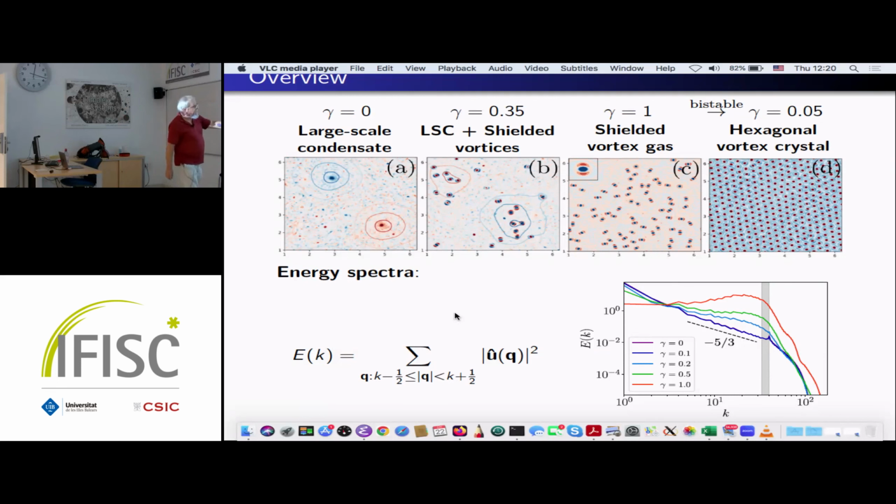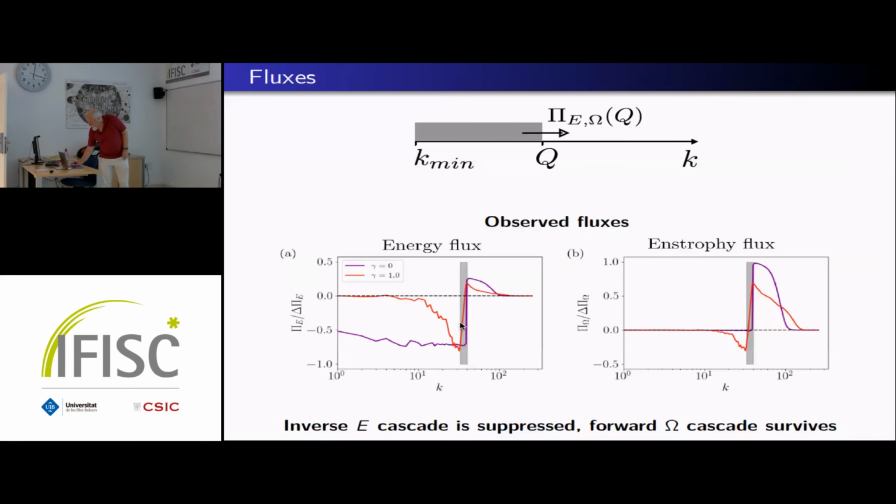Now, as you increase gamma, the shape of the spectrum changes dramatically, and you get a peak roughly twice the forcing scale, and then you're suppressing, as you can see, the ability of this condensate to form. So you have a very dramatic effect on the spectrum as you vary this gamma parameter.